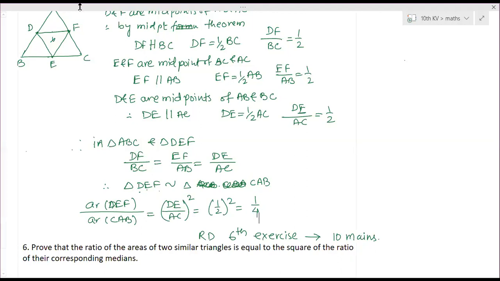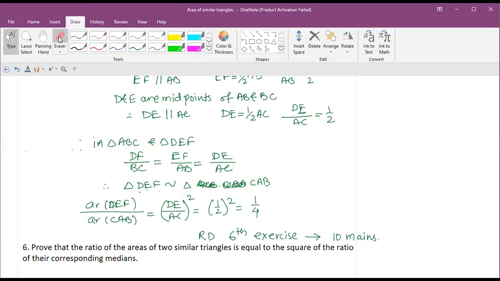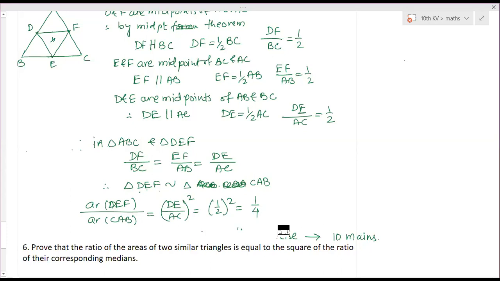Clear? Is this clear? Yes, ma'am. There are many other methods that have been told and explained by the teachers also. So this is the easiest one. By SSS theorem, this is the easiest one. It's clear? Yes, ma'am.